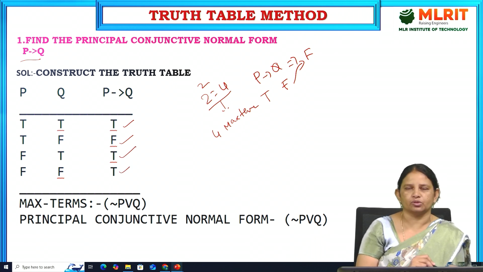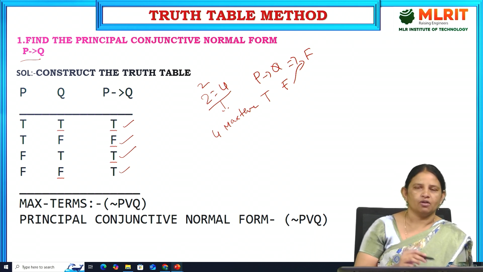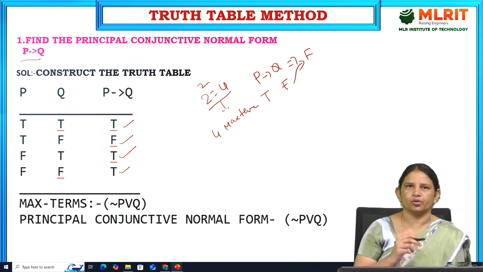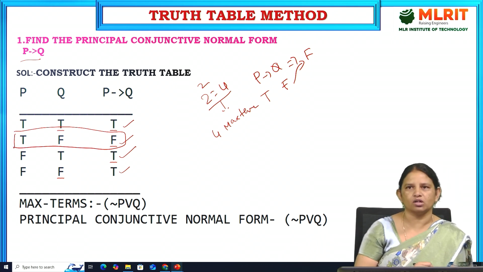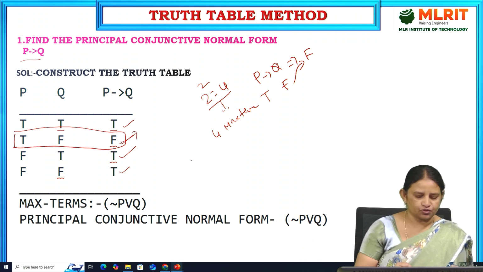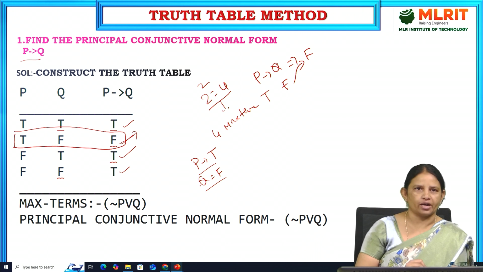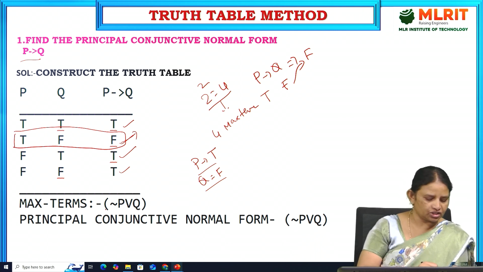After constructing the truth table, we need to define the max terms. We are not going to concentrate on the true values, we are going to concentrate on the false values. In the truth table, the second row has the false value. When it returns false, P is true and Q is false. In the case of a max term, if it is true, write the negation. So P is true, write negation P, or Q is false, write the statement as it is.